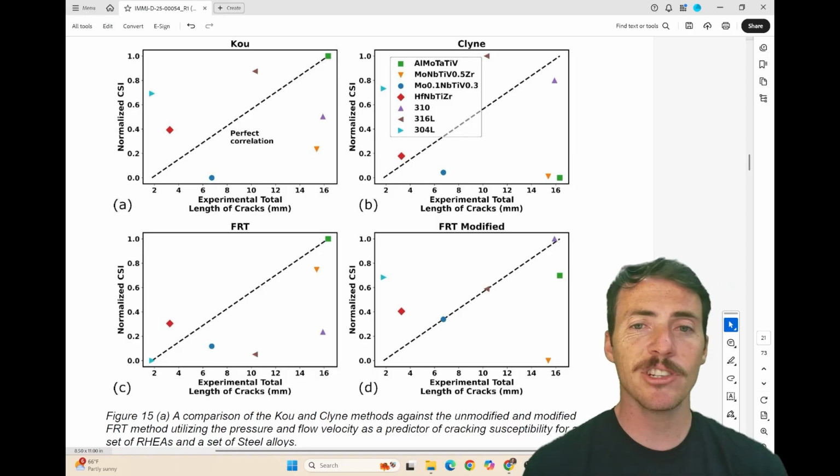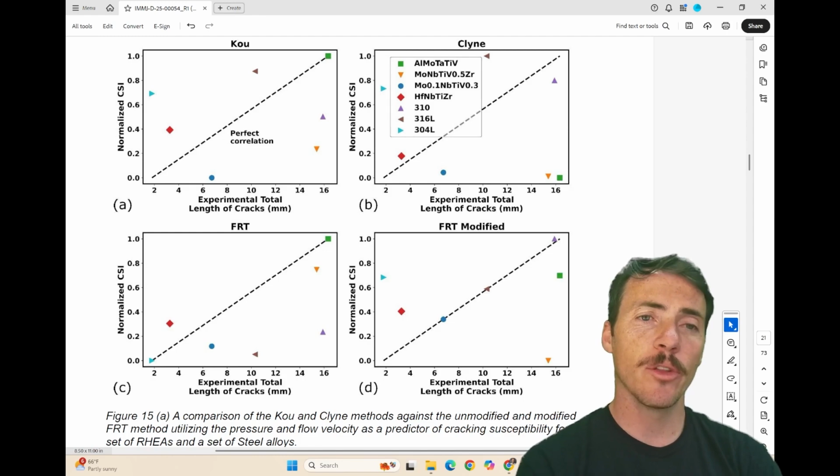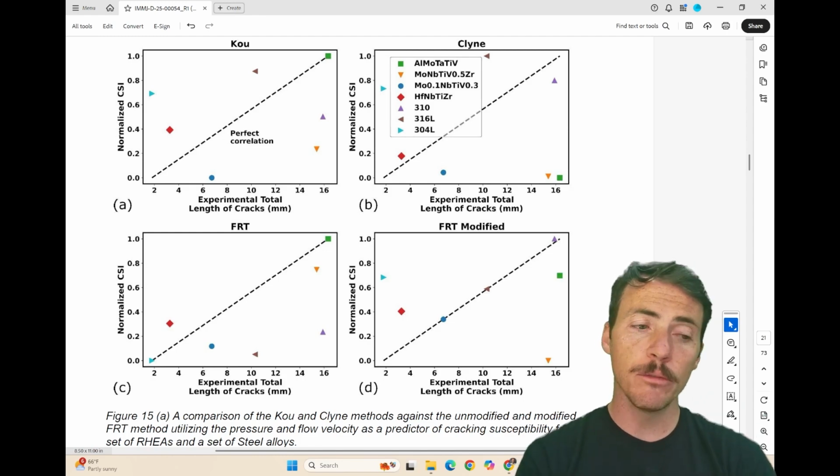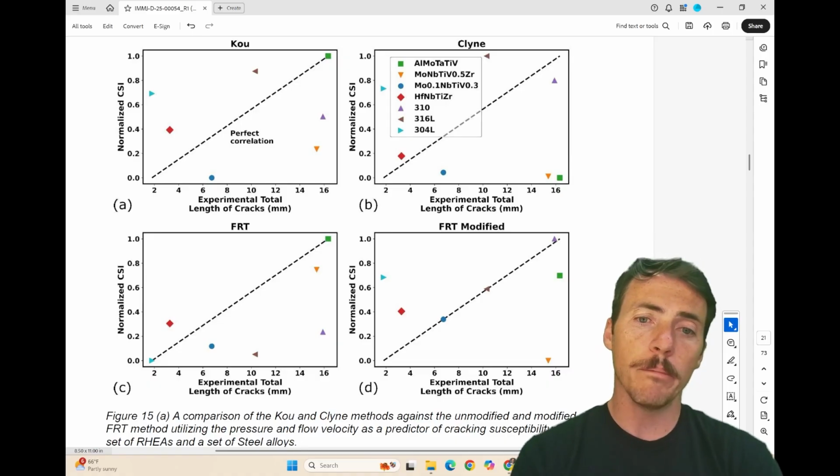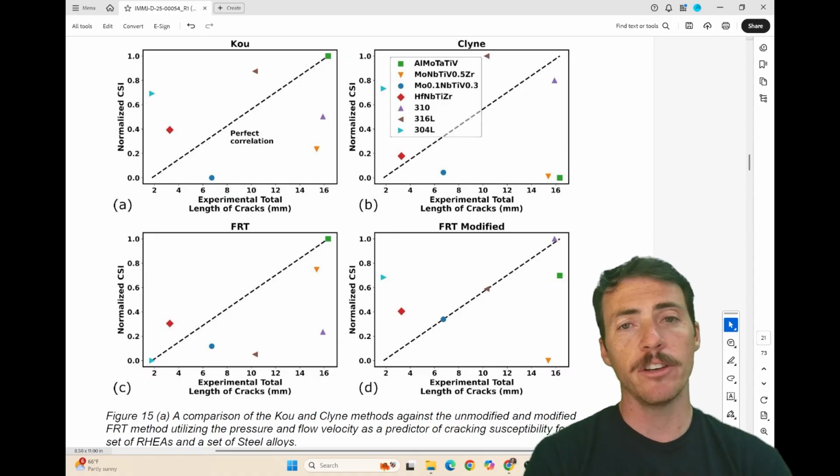And basically what they show is that there's not one model that works perfectly for everything. They show that the FRT model tends to do better on steels, but this modified FRT one tends to do a bit better on the refractory high entropy alloys.